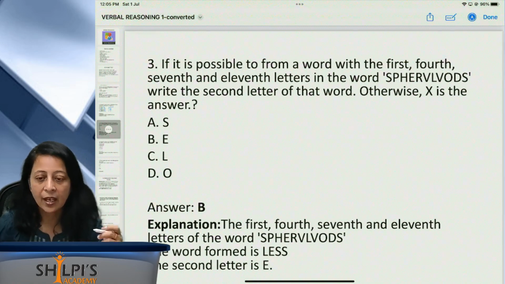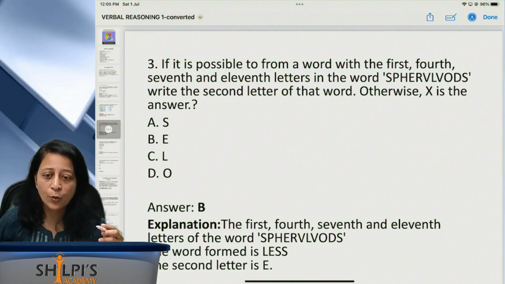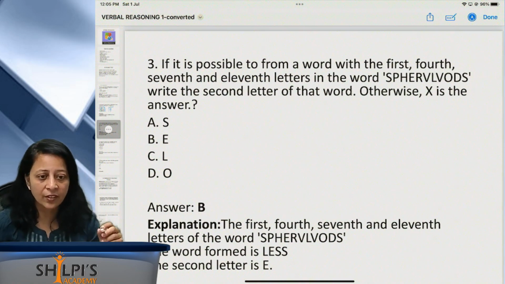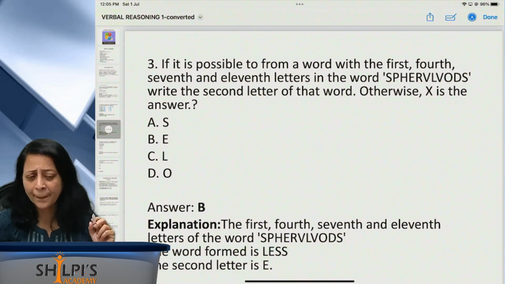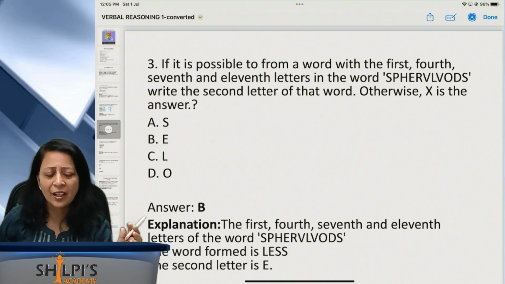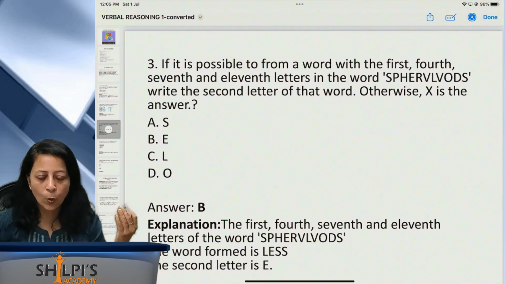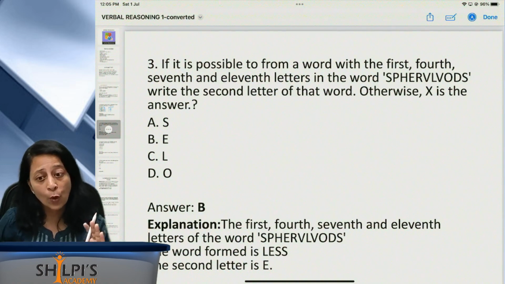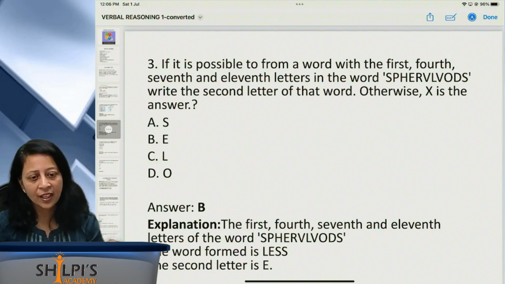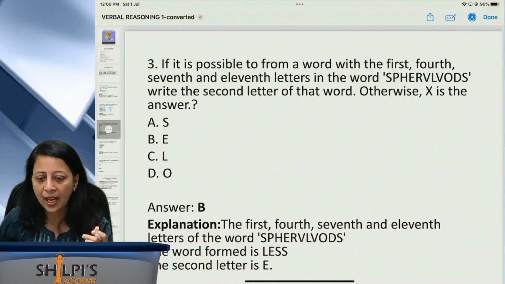The next question. If it is possible to form a word with the first, fourth, seventh and 11th letters in the word, it's not a complete word, it is a meaningless word, so we have to just spell it. We cannot give a full proper word for that. It is SPHERVLVODS. If it is possible to form a word with the first, fourth, seventh and 11th letters, write the second letter of the word, otherwise X will be the answer.